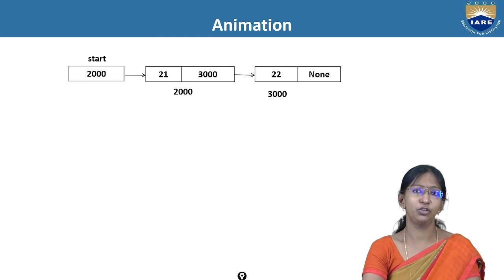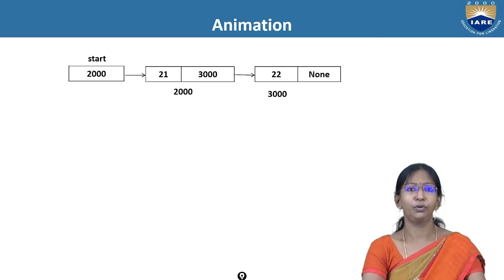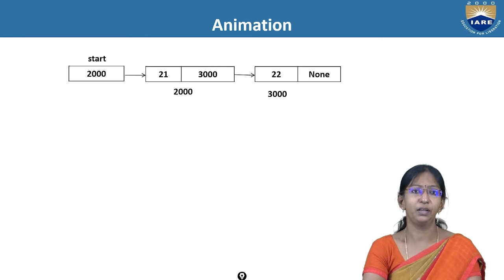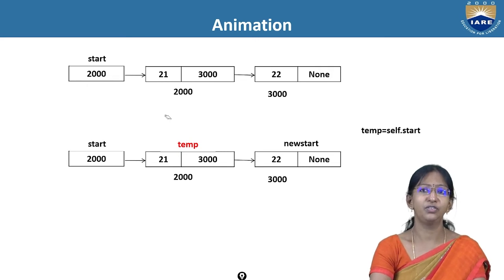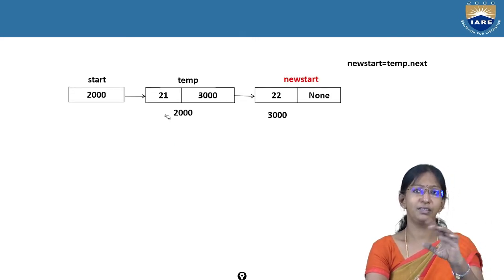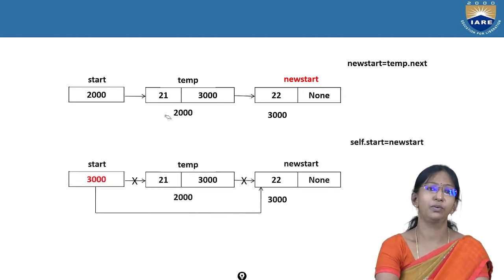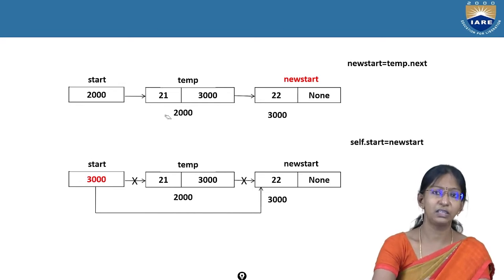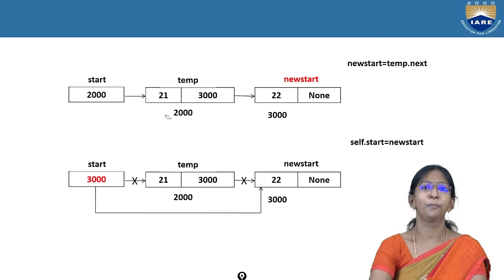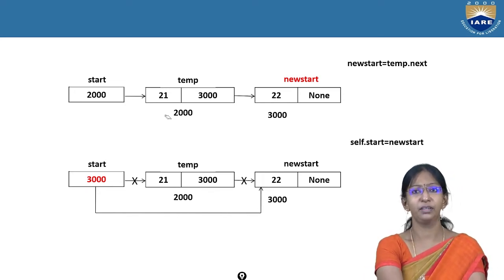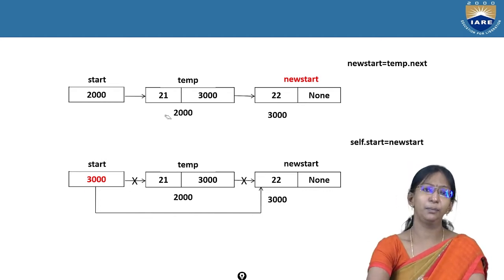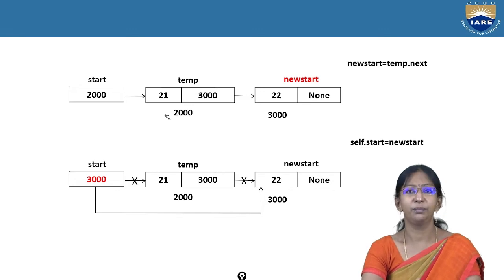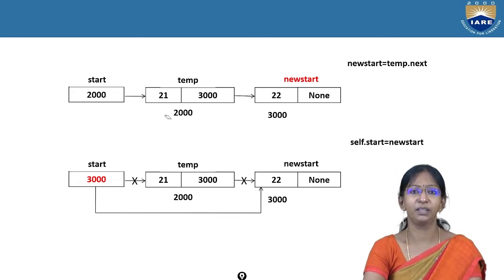Have a look at the animation of the same. If I want to pop, I have to remove the element 21. It is very simple. Just changing the address of the start to the new start element is enough. So overwrite the start content 2000 with 3000. That itself tells you that the link between the start pointer and the temporary first variable is broken. Now delete temp, free the memory allocated for temp. Thereby you have removed the first element or the top element in the stack.